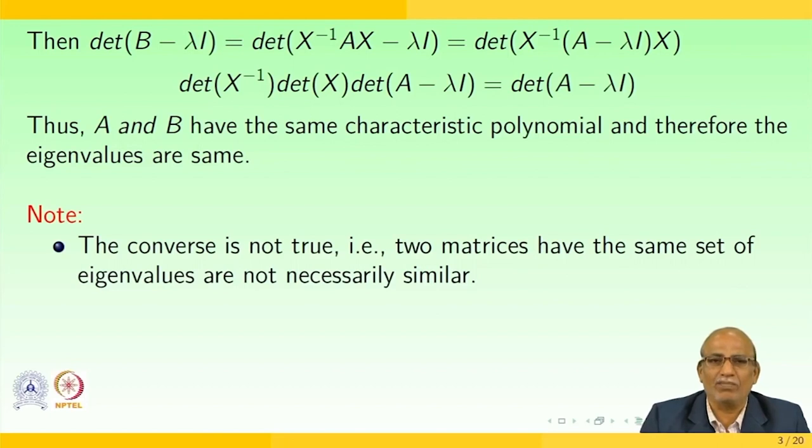Now, let us prove this theorem. It is very simple using determinants. The determinant of B minus lambda I is equal to the determinant of X inverse AX minus lambda I, which turns out to be the determinant of X inverse times A minus lambda I times X. That can be written as the determinant of X inverse, determinant of X, and determinant of A minus lambda I, which is equivalent to the determinant of A minus lambda I. Thus A and B have the same characteristic polynomial.